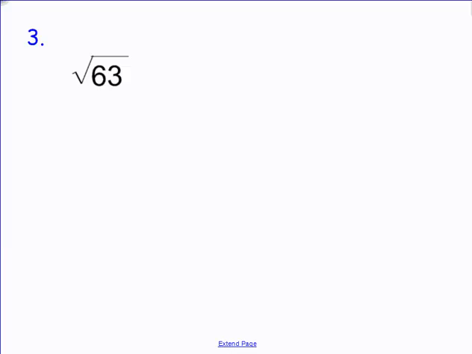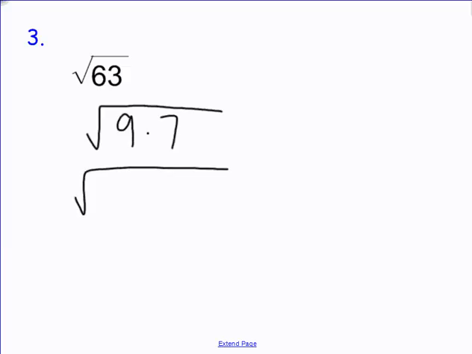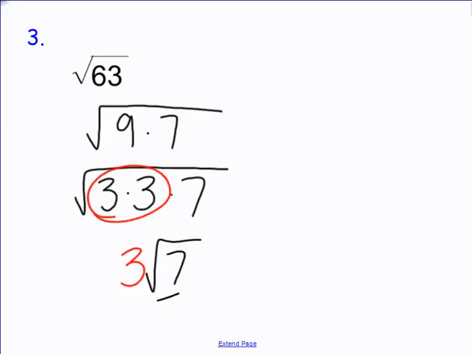So if I look at number 3, I have to break down 63. The first one I thought of is 9 times 7. Then I'm going to keep going. 9 I know is 3 times 3, and sure enough, I can't go any further. So I look for my pair. I see a pair of 3's. If I see a pair, that means I can take that 3 out of the radical, and I'm left with radical 7. Simplest radical form.